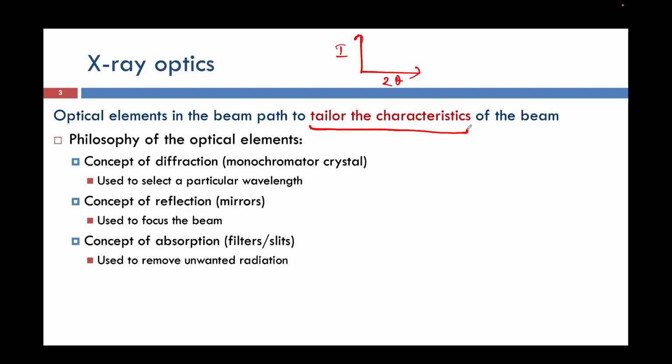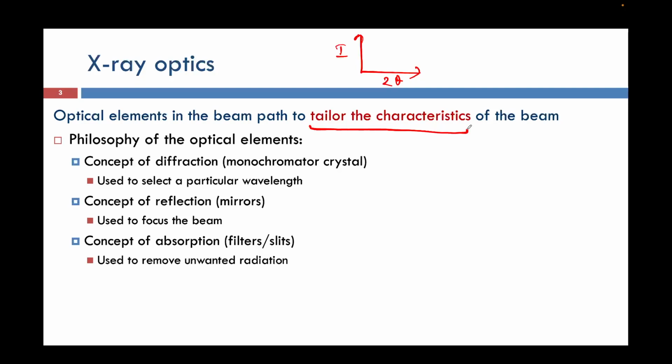So whatever optical elements we have put in the line of the beam, that will also somehow affect our intensity. That is the reason we have to see whether, due to these optical instruments we are using, there will be some variation in the intensity. And how do we see? There are three concepts.